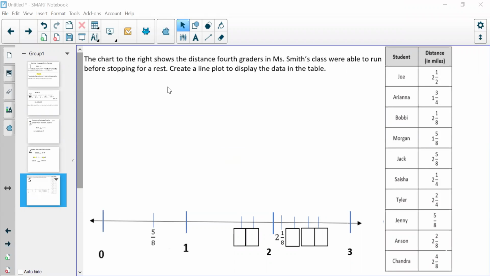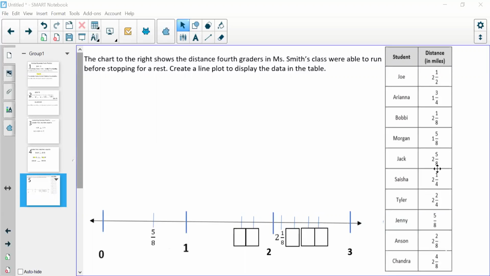So here it says, the chart to the right shows the distance fourth graders in Miss Smith's class were able to run before stopping for a rest. Create a line plot to display the data in the table. So here are all the students, and here's the distance that they were able to run in miles. You may notice that all of these fractions are different fractional units. So the first thing we're going to want to do is make sure they are all the same unit. It makes it much easier for us to compare their distances if it's the same unit.